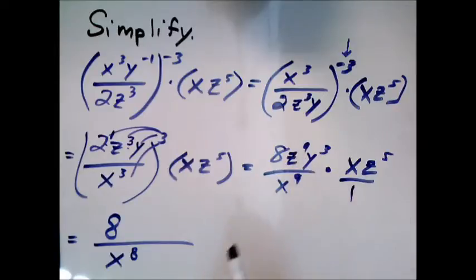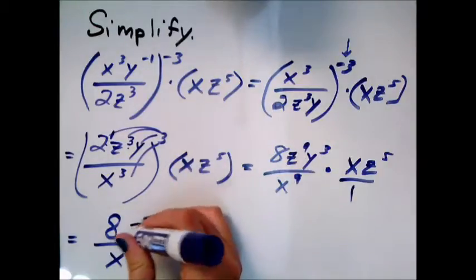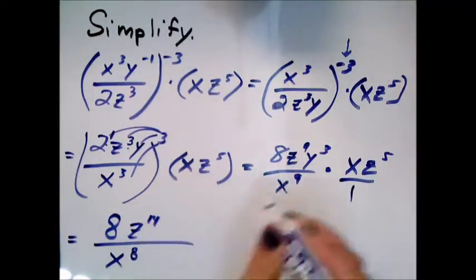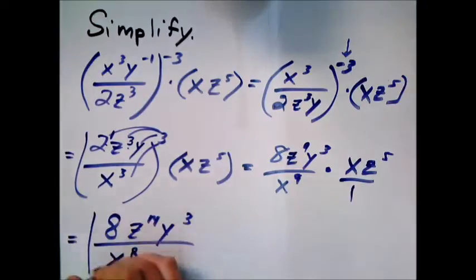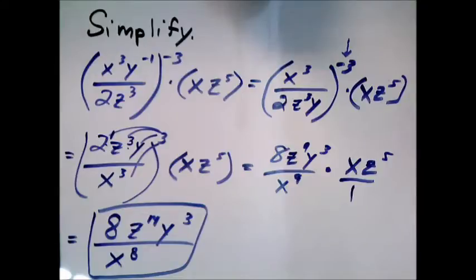And then z to the 9th and z to the 5th give me z to the 14th. Because they're all on the top, so they're multiplied by each other, and there's nothing to combine with the y. So 8z to the 14th, y to the 3rd, all over x to the 8th.